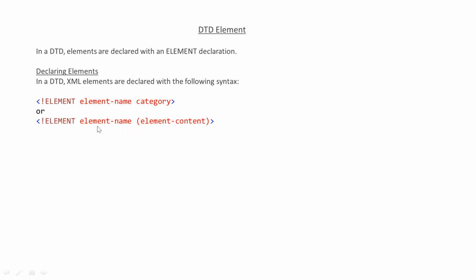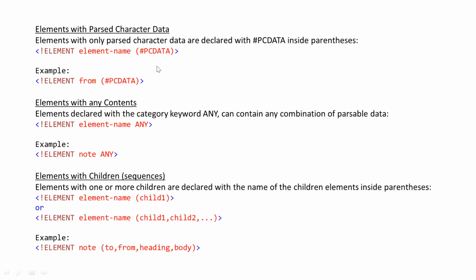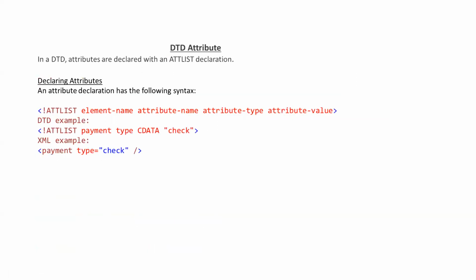In the example, we have taken #PCDATA, parsed character data, like this. You can also use the keyword ANY, which can accept any content, a combination of parsable data also. And you can also have child elements. In the example, note has 4 child elements, two from heading and body, whereas from is just going to accept parsed character data. This is how you define the element.